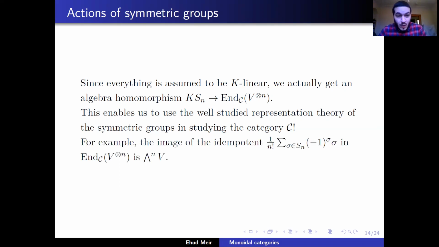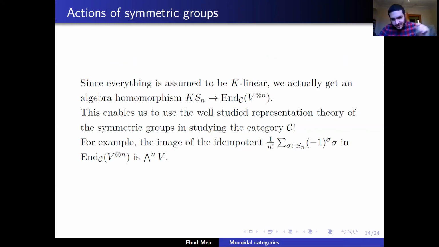So here is one example. We can consider the image of this idempotent in the group algebra of Sn, 1 over n factorial times the alternating sum of (-1)^sigma times sigma. By (-1)^sigma, I mean here the sign of sigma. And the image of this idempotent is just going to be the nth exterior power of V.